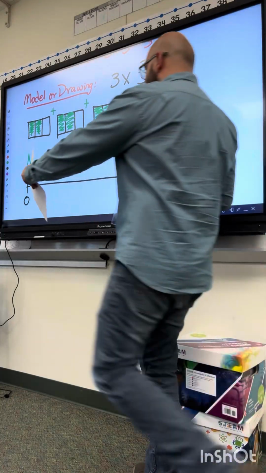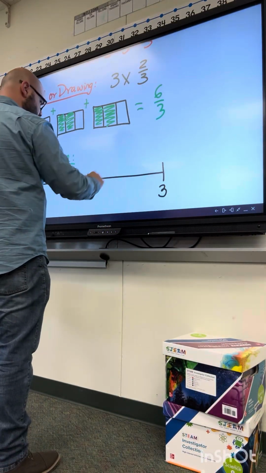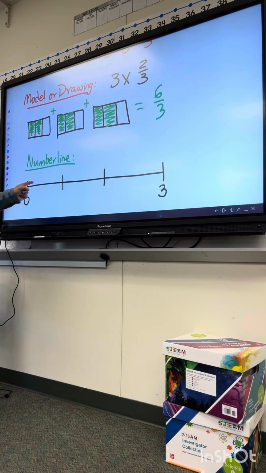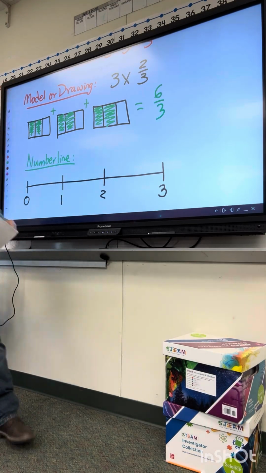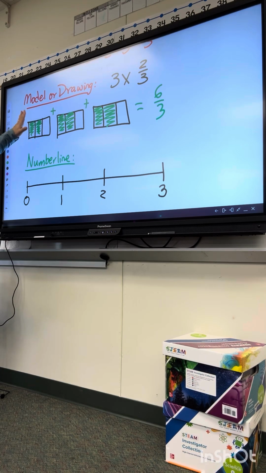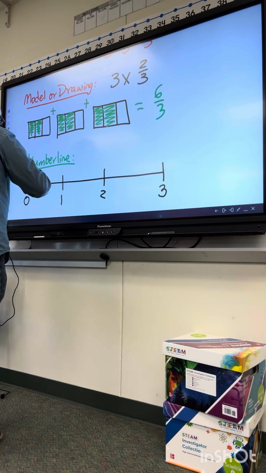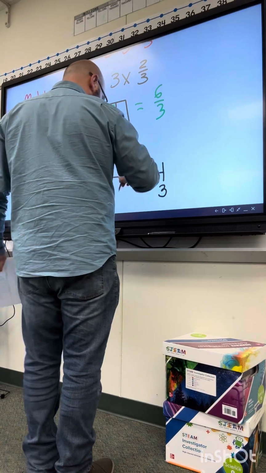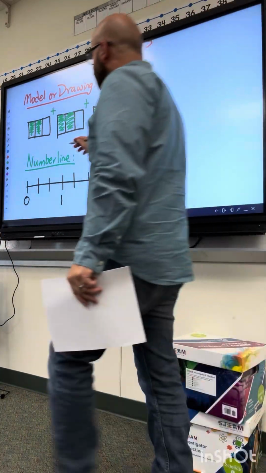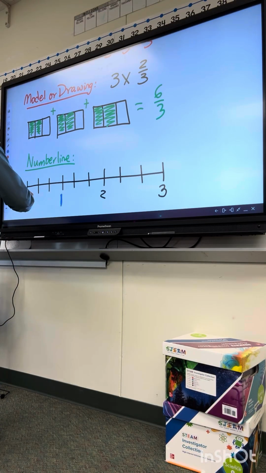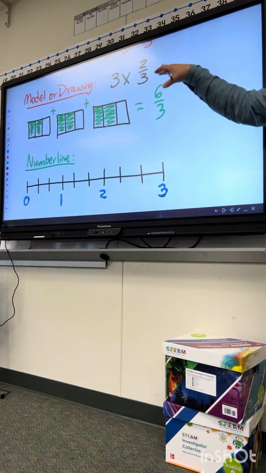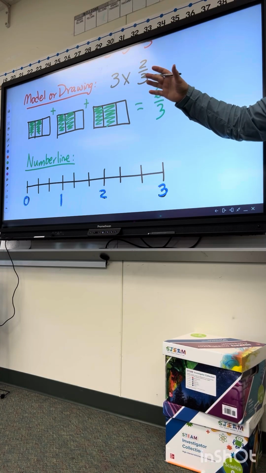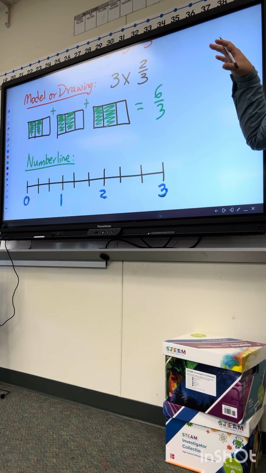My 3 wholes. Now I have to break my number line by 3. 1 whole. This is 1, 2 wholes, 3 wholes. You see here, this right here, this model, this drawing, rectangle, is pretty much the same thing as your number line. I am dividing my number line into 3. It's the same thing, guys. I want you guys to realize that what you're drawing, you're just drawing the same thing in different forms. That's it.